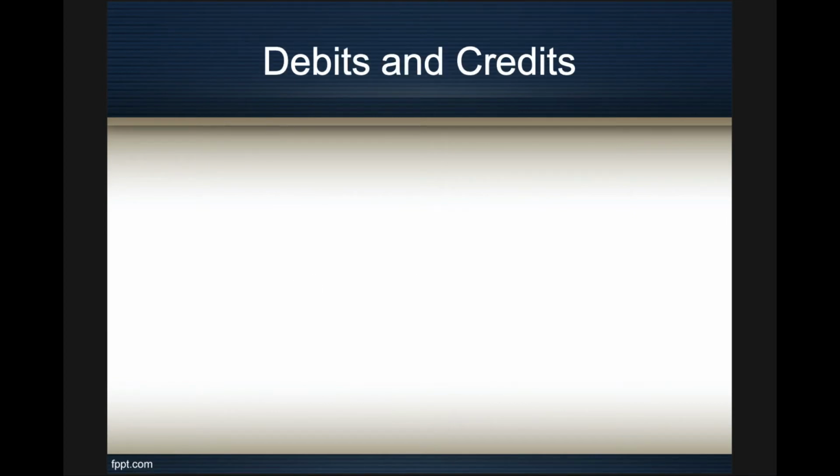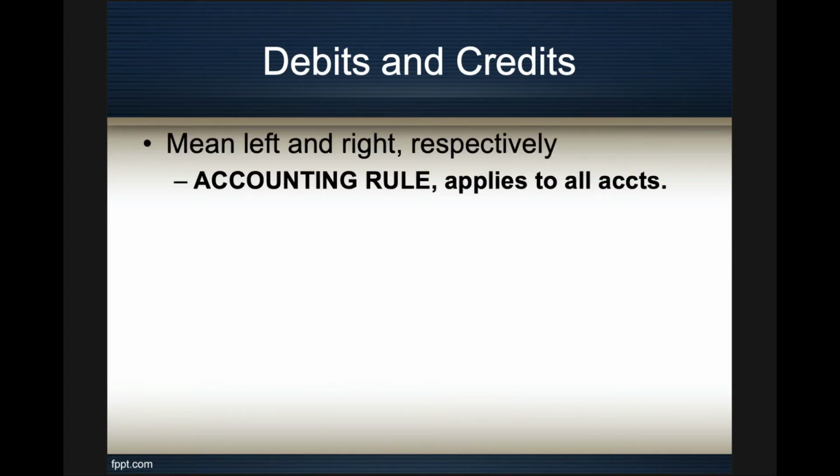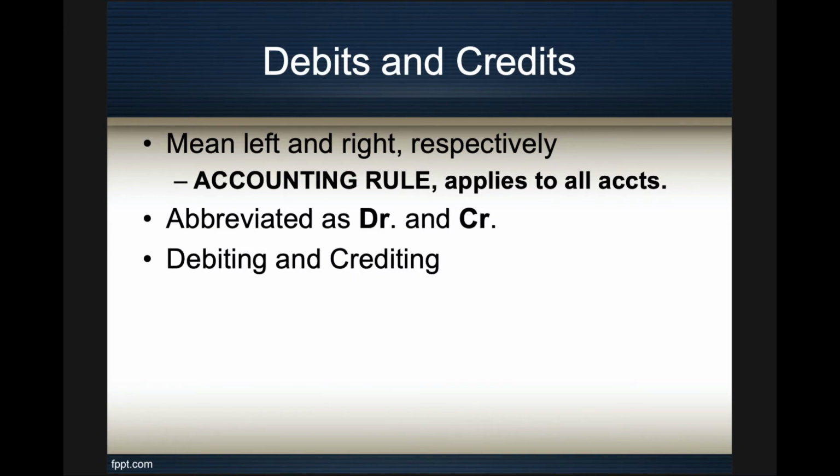Now let's come to these two important terms, the debits and the credits. We have already learned how to analyze transactions, right? Now, in this recording process, we have to apply what we have previously learned as to what we are going to do with the increase or decrease of those accounts. That refers to: are we going to debit or are we going to credit? It just simply means left and right. This is an accounting rule that applies to all accounts. Sometimes it is abbreviated as DR for debit and CR for credit. The process is what we call debiting and crediting.